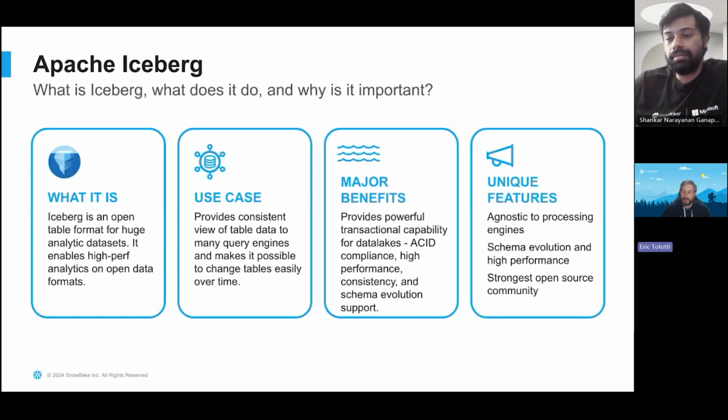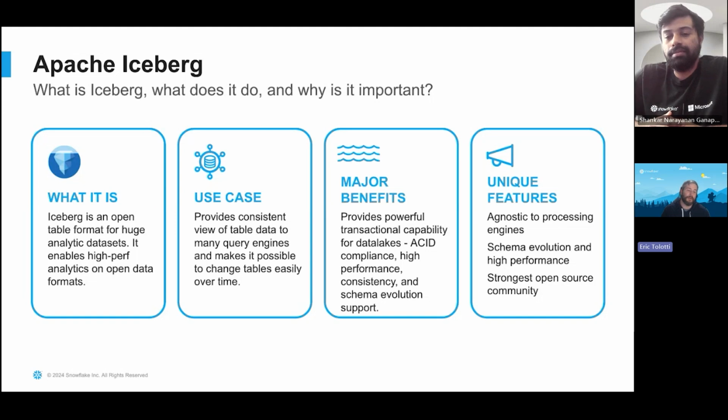So Apache Iceberg is kind of the backbone of this integration between Snowflake and Fabric. So let's talk about what is Apache Iceberg. It's an open table format for large analytics data sets that'll be high performance analytics, and it's an open data format. So that means you can use it with a variety of engines wherever you need your data. So it provides a consistent view of table data. Many query engines can access this data, and so it's possible to change tables easily over time.